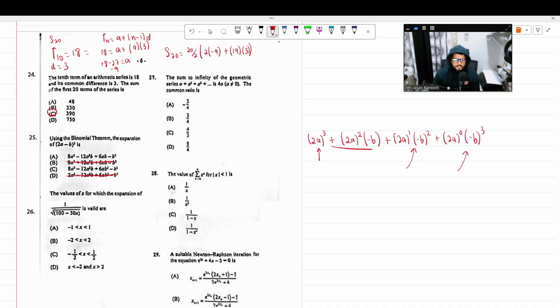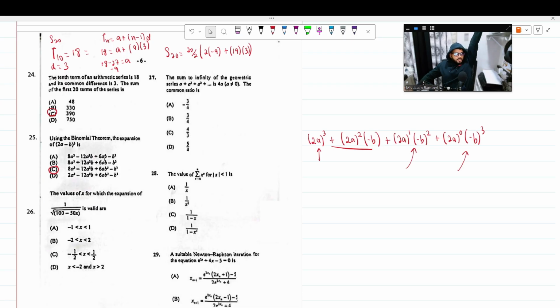I could see which one is the answer. A cubed, then a squared, then a, then this looking good. So C looking like the more viable answer, because the powers of b gradually go up. Over here, if I had a b squared here, it was good. So the answer for number 25 is going to be C.